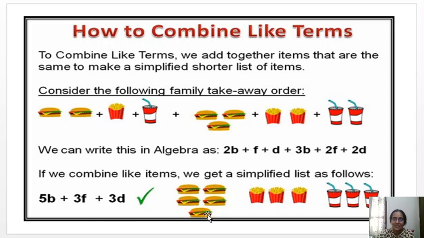How can this be represented through an algebraic expression? It's very easy. When there are figures, it's very easy to write the expression. 5b plus 3f plus 3d is the final list for the order.